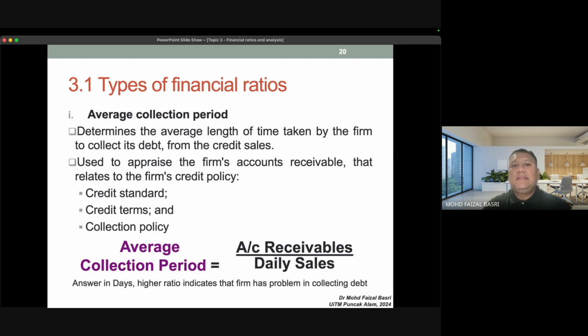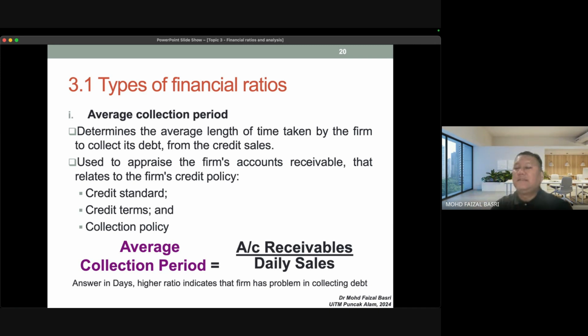First, we look at the average collection period, or ACP, that I mentioned earlier. So the ratio will determine the average length of time taken by the firm to collect its debts from the credit sales. So there are 2 keywords in this statement. First, we want to see how long it takes the firm to recover. When we talk about collection, it is basically recovery. Those who work in finance know recovery is just how fast you want to collect your money from your credit sales.